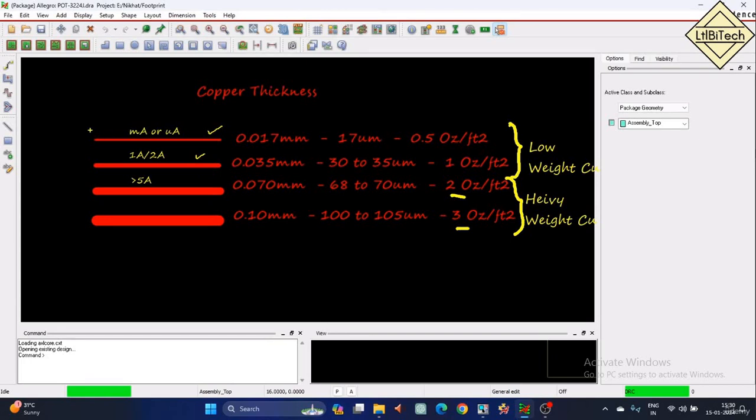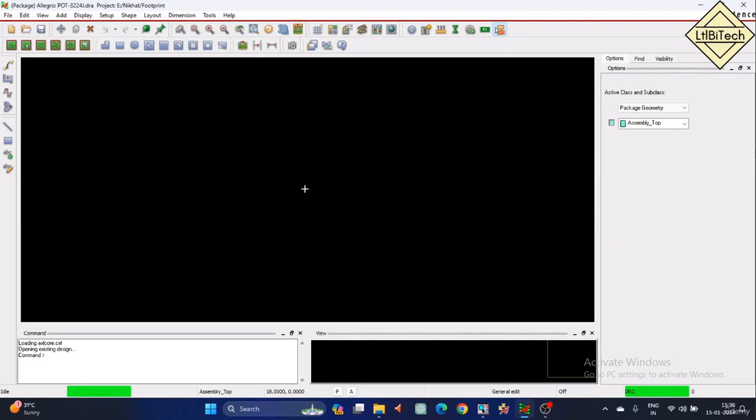That's why these two are low weight copper, and these two, 2 ounce or more than 2 ounce per square feet, will be heavyweight copper, where high current and high temperature related circuitry can be designed. So this is all about the copper thicknesses. The table I am going to share in the resource section, so you can go and cross check it there. So this is all about copper thickness, and then we'll go to the core thickness now.